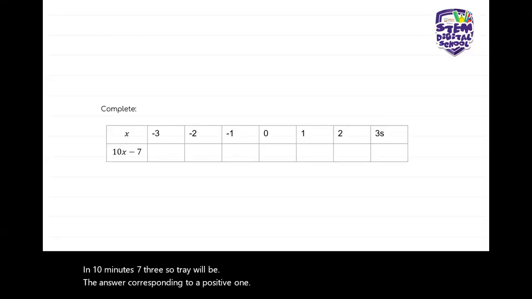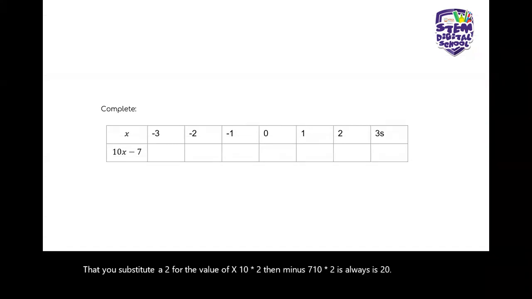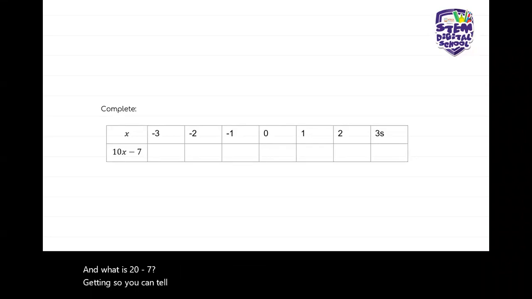And of course, if x is 2, then you'll have again to use the formula where you ensure that you substitute 2 for the value of x. 10 times 2 and then minus 7. 10 times 2, as always, is 20. And what is 20 minus 7? 13. So you can tell that 13 is the final answer there.